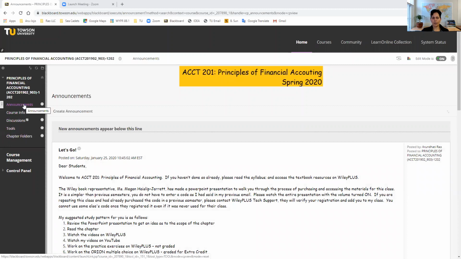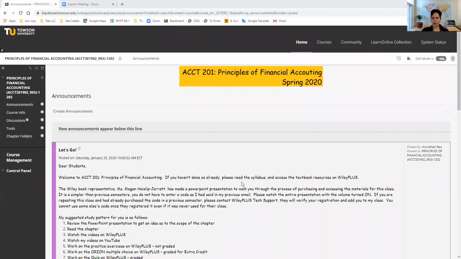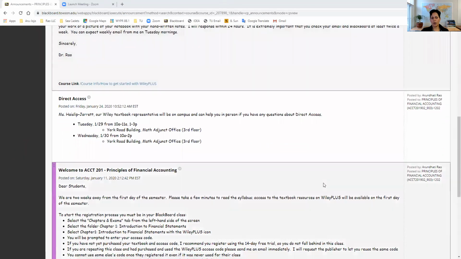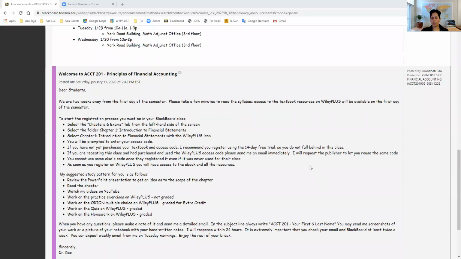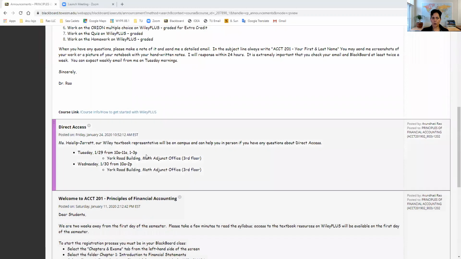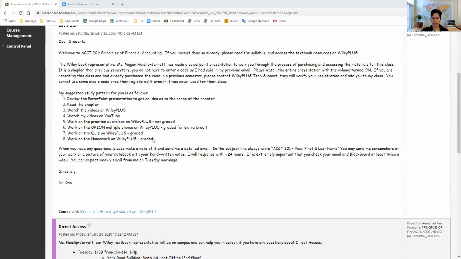The first one is announcements. That's the screen that you come into for my class. This is going to be my primary means of communicating with you: emails and announcements. Any announcement that I post, I automatically send an email. I've already posted three announcements which should have come as emails to you. The first one was on January 11th, about 2 weeks ago. I put one yesterday and one today.